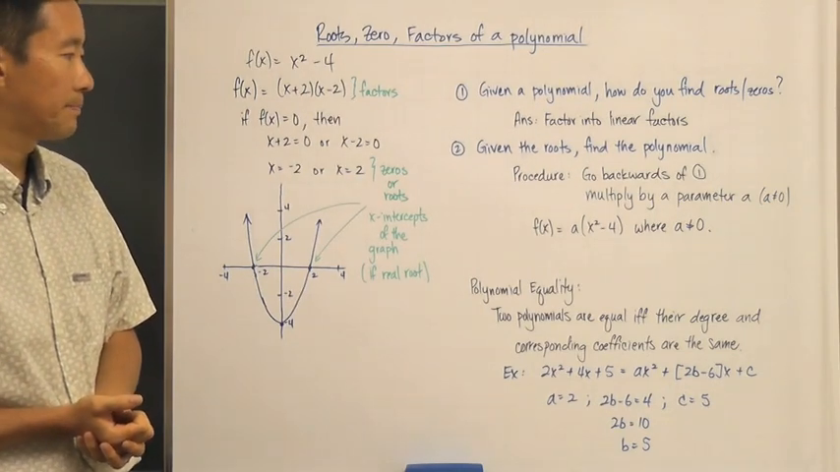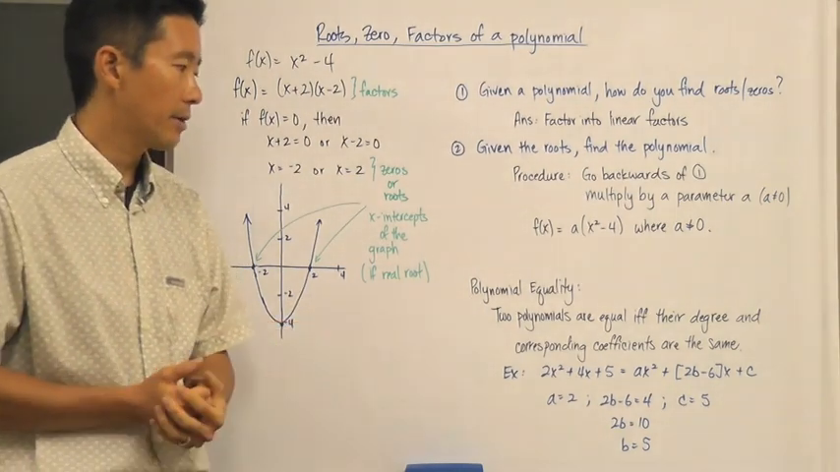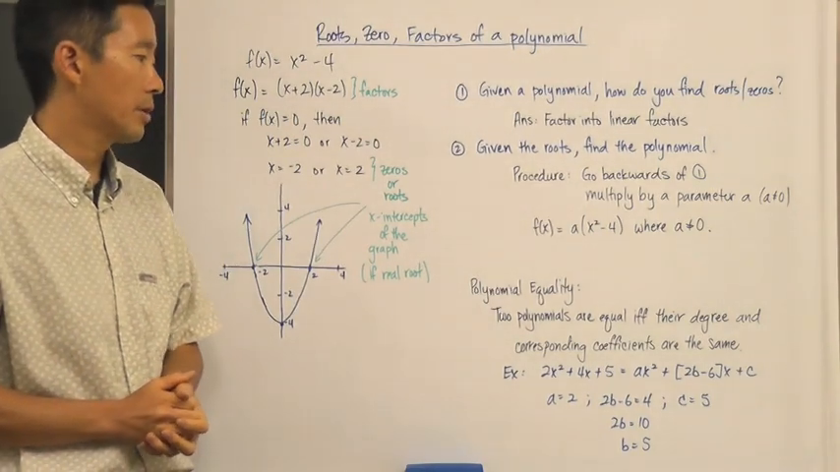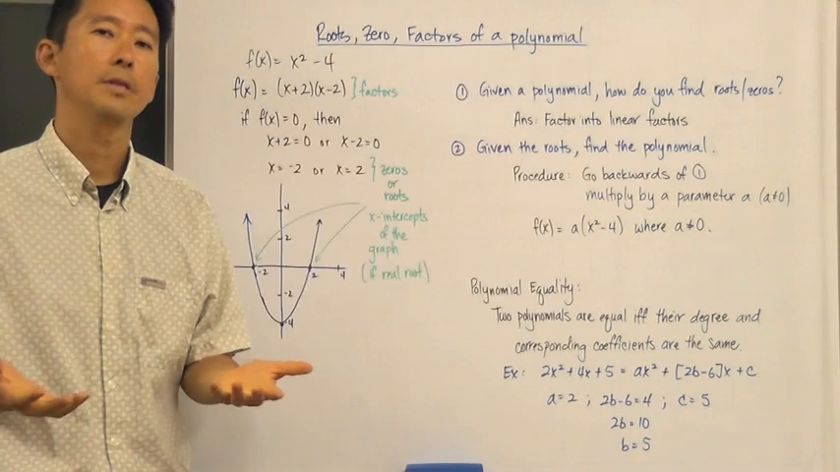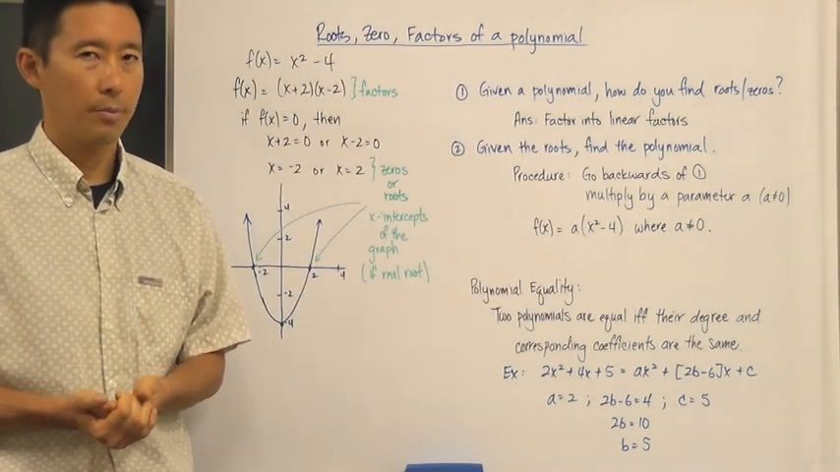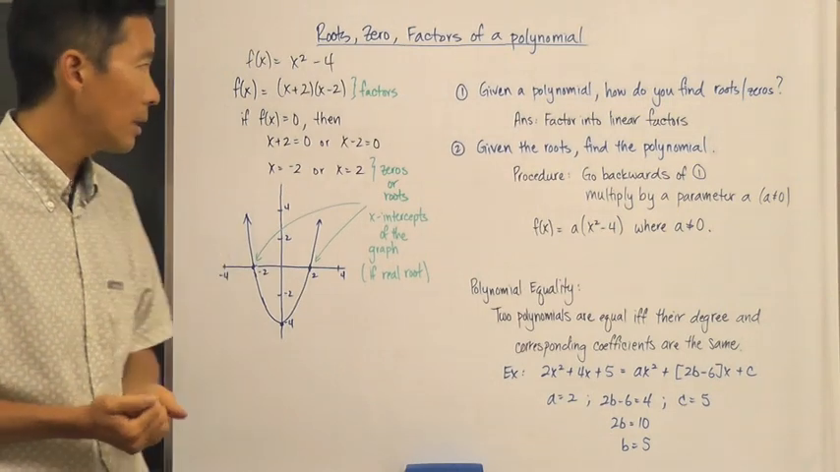And then lastly, in order to show that two polynomials are equal, we need to show that the polynomials first of all have the same degree, and then the corresponding coefficients are also equal. Okay, and so there you go.